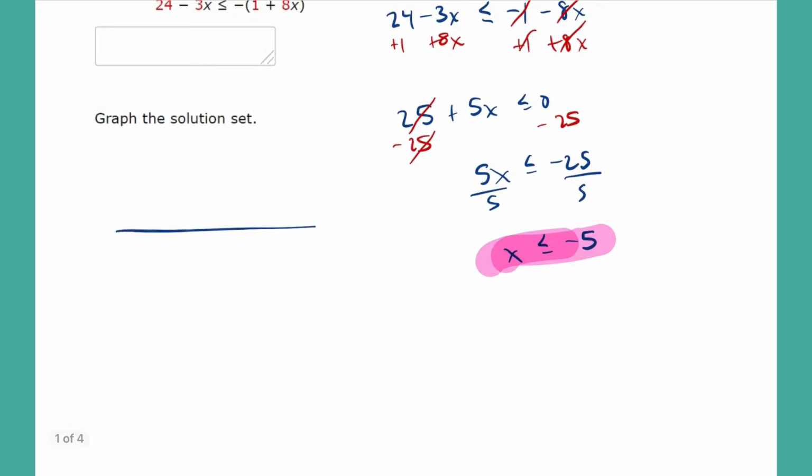All right, to graph, we draw our number line. 0 is in the middle. -5 is somewhere on the left. This time it's a closed circle because of the line underneath the inequality. So that would be a closed circle at -5. And we want all the values that are less than. So that would shade to the left. Less than shades left.